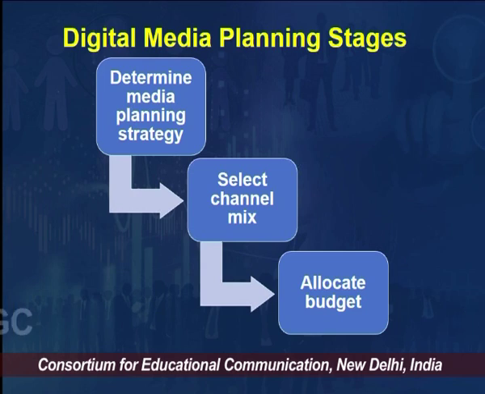Let us now look at the stages involved in digital media planning. Broadly, we can divide the stages into three parts. The first part, determining media planning strategy. So, you have to really have your media planning strategy in place. The second will look at the mix, and the third would allocate the budget across the channels that you have chosen.